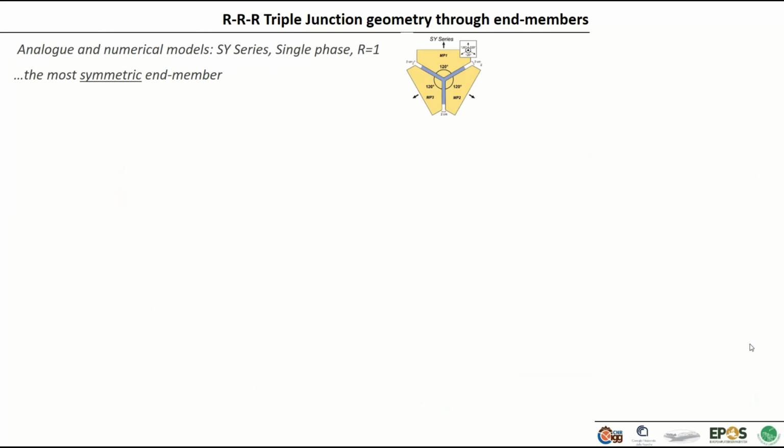Let's start with the most symmetric model. These models were run with a velocity ratio equal to 1, so it means that all the plates have the same velocity. A single phase of deformation, that means that all the plates move contemporaneously, and then with a symmetric direction of extension. So divergence is at 120 degrees for all the plates.